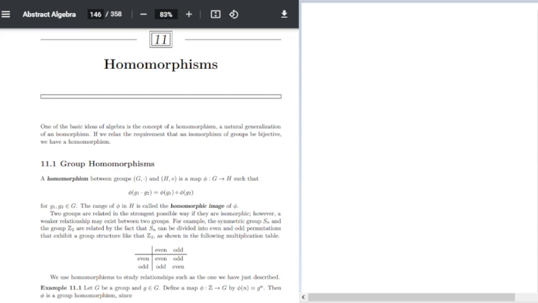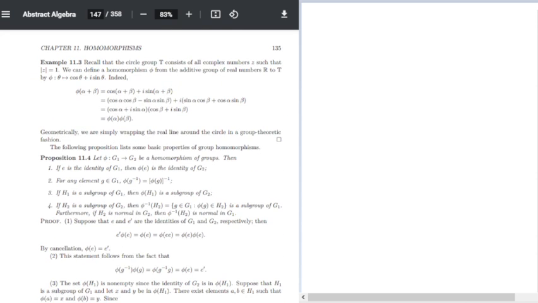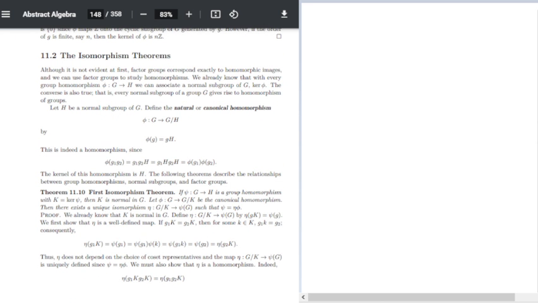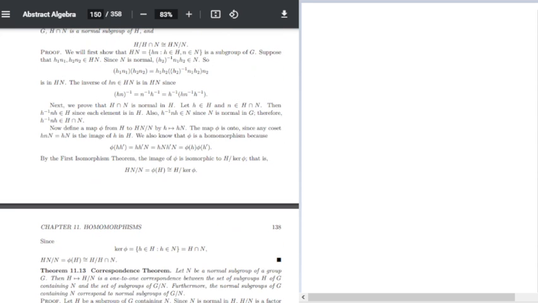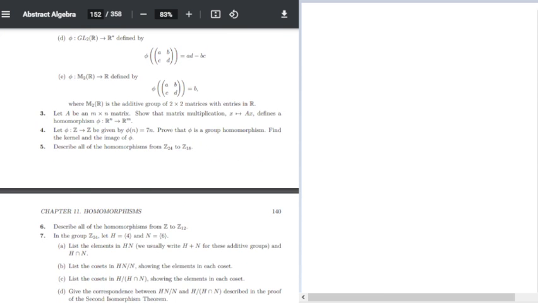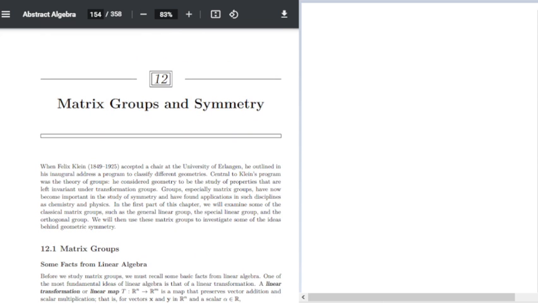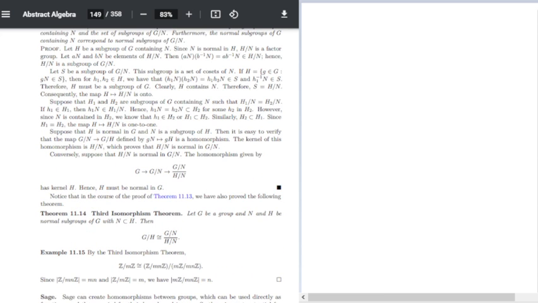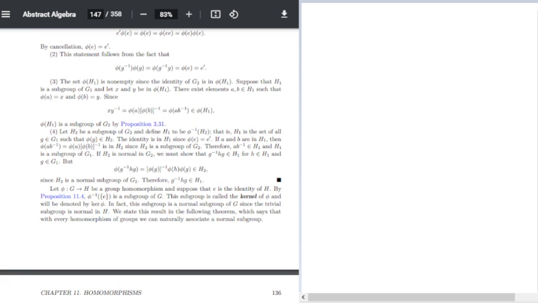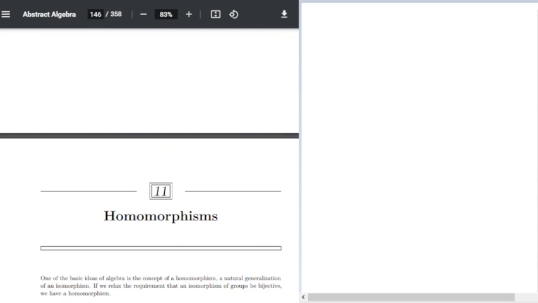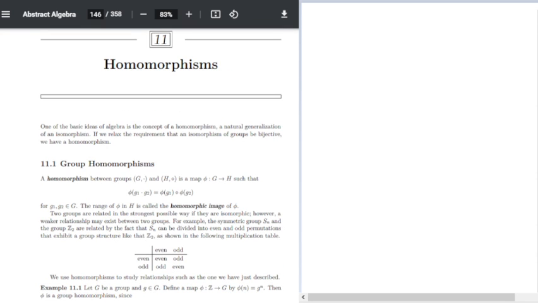That's it. Next, we're going to be going on to homomorphisms, and very specifically, the isomorphism theorems, which are very powerful and we're going to be using for the rest of this book. And then matrix groups and symmetry, which does slightly scare me, but we should hopefully be good. Anyways, I guess I'll just leave it at that and go on to this for preview.